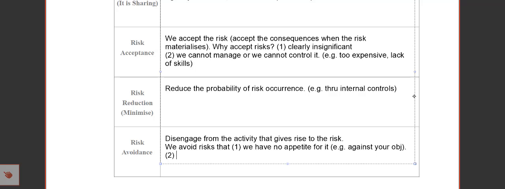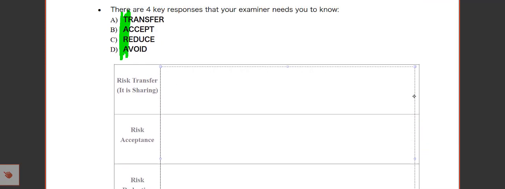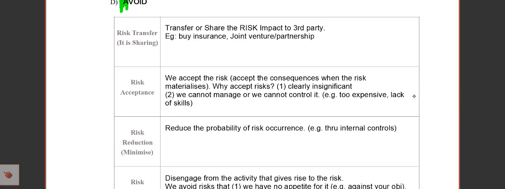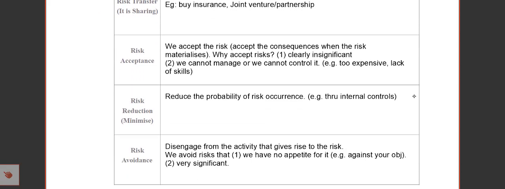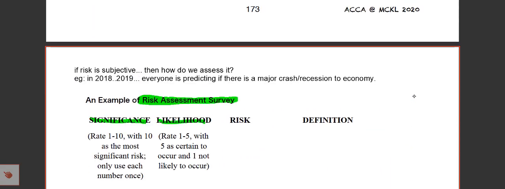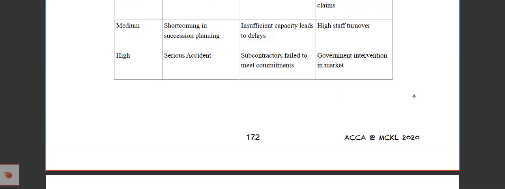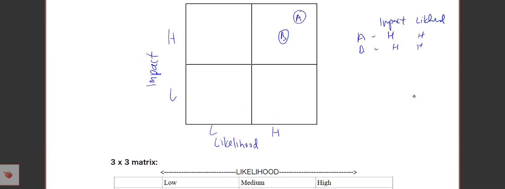Now we should avoid risk that is very significant as well, because it's not wise for you to expose yourself to the risk. This is what's called TARA. One of the main things we take into account in how we manage risk is to look at the impact and the likelihood.